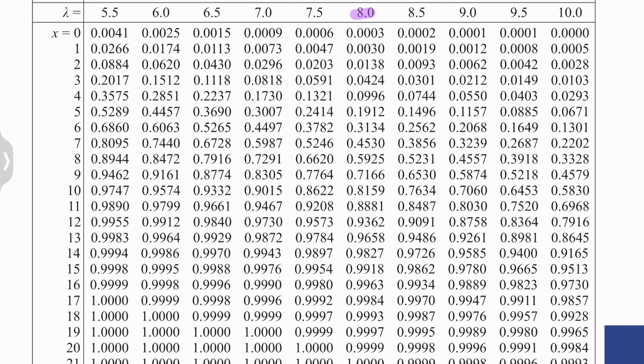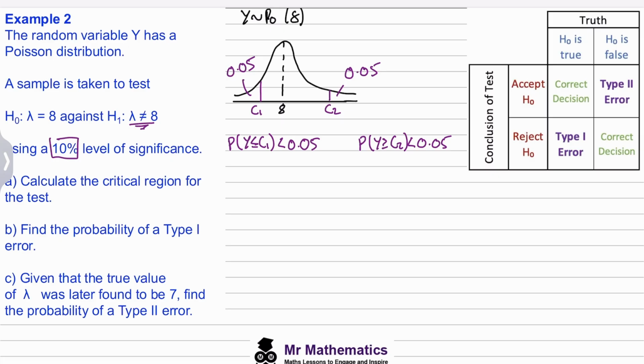We've got lambda equals 8, and we want the first probability to go above the 5%, which is 0.0996. So this will be our critical value when Y is less than or equal to 3, and it will give us a probability of 0.0424. So we'll say the probability of Y being less than or equal to 3 is 0.0424.